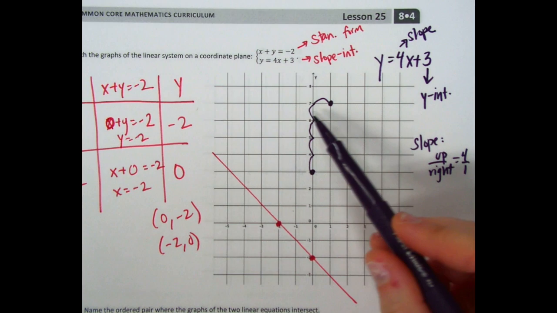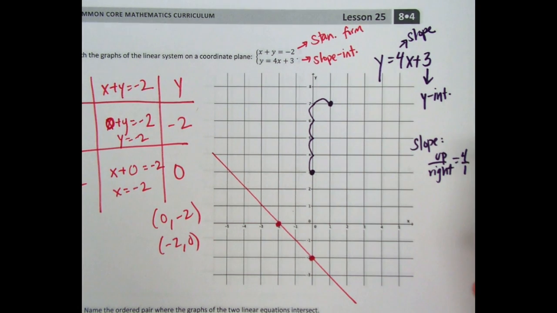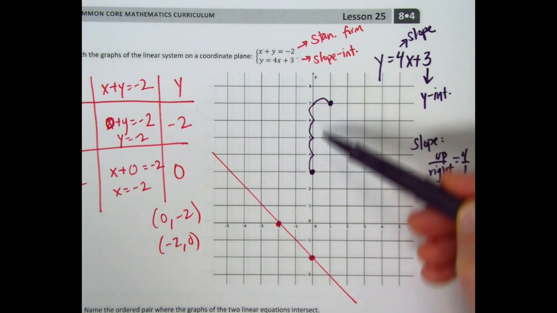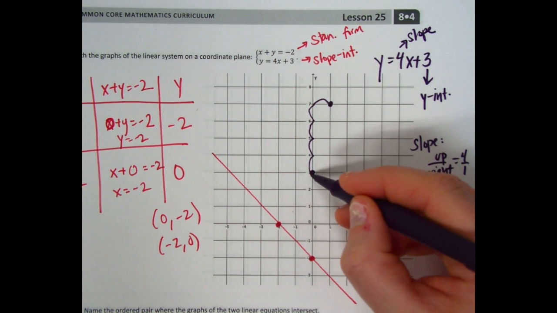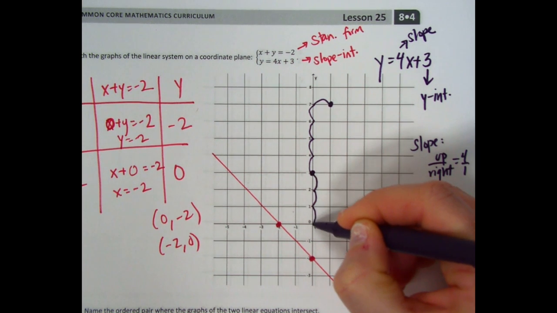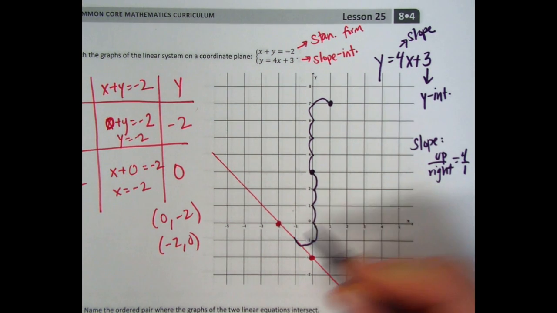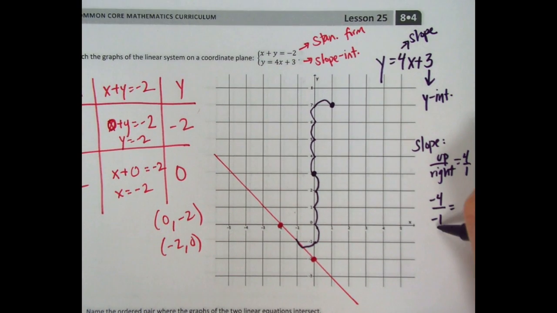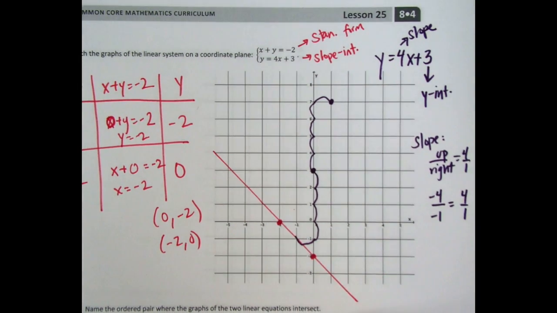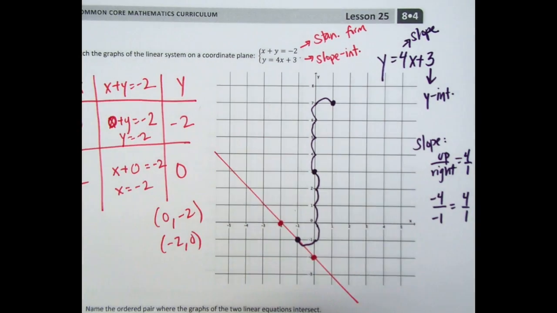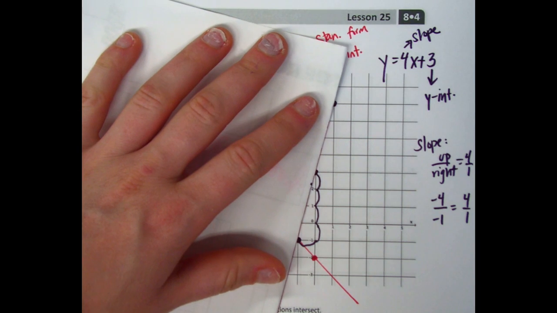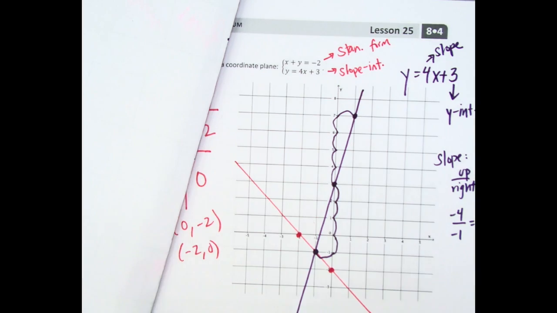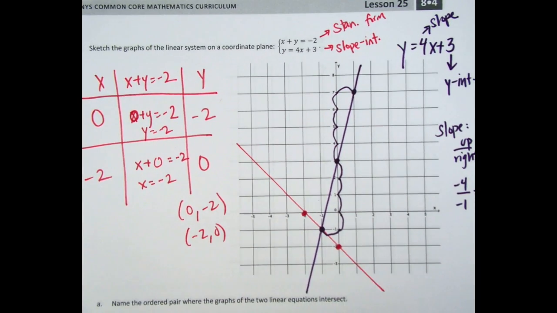If for some reason I can't go up and over, I can also do the opposite in both directions. So imagine this line is going back this way. I can also go down 4, 1, 2, 3, 4, and backwards 1. Imagine that as negative 4 over negative 1, which a negative divided by a negative is a positive. So it's the same thing. I'm going to get my straight edge. I'm going to graph my line. And there we go. Both lines are graphed.